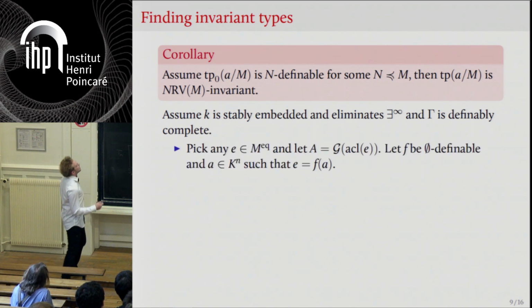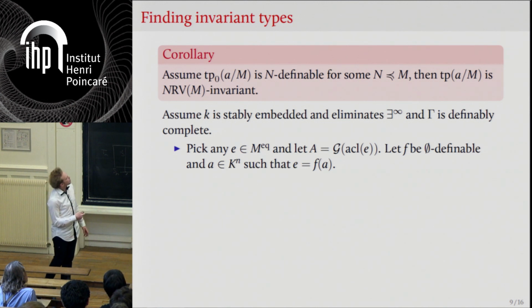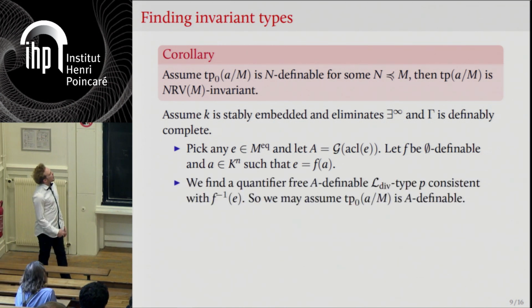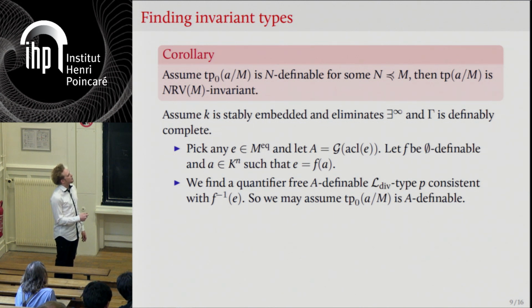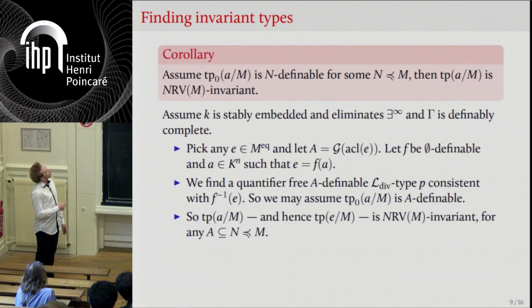All right, so if we have that and we pick an E in MEQ, let's take A to be the geometric part of its code, and F a zero definable function, and A in Km such that E is of the form FA. Then, by the almost theorem, I can find a quantifier-free A definable type, which is consistent with the pre-image of E inside of my model. And so in fact, taking A to realize that type, I can assume that the quantifier-free type of A is A definable. So small a is big A definable. And so now, applying the corollary above, I get that the full type of A, and hence the full type of E over M, is n RVM invariant for any choice of n between A and M.